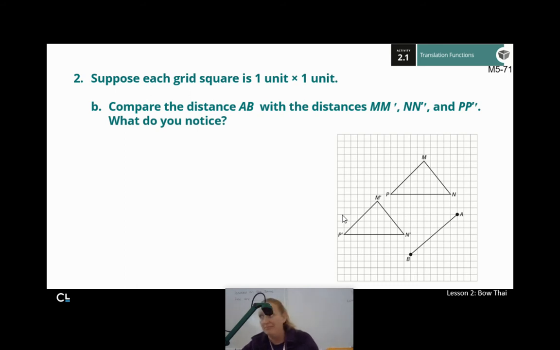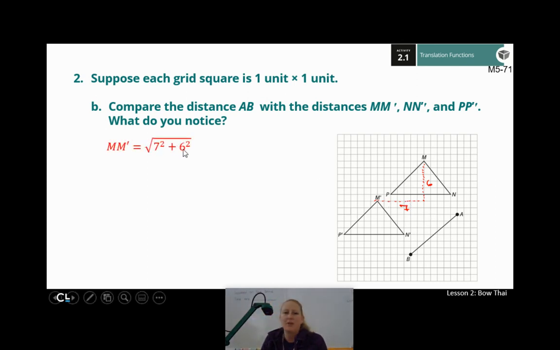I'm gonna grab my pen. So I'm gonna go ahead and start with M to M prime. Again, it looks like I had to go down 6 and then over 7. So if I'm going from M to M prime, I once again have to do 7 squared plus 6 squared, which is exactly what we did before.